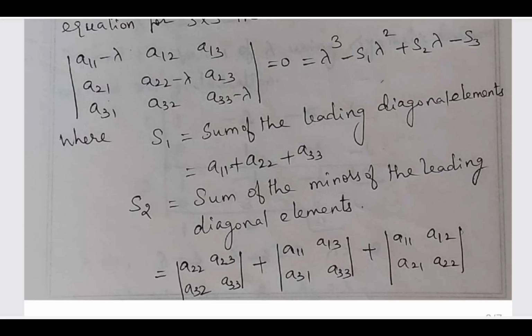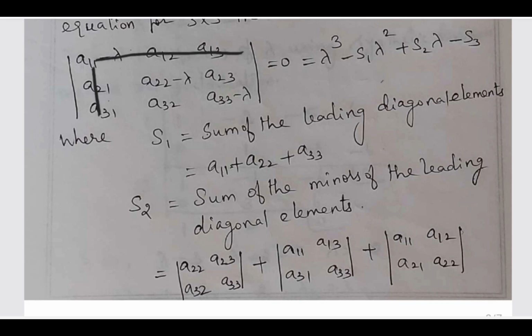Your S2 is nothing but the sum of the minors of the leading diagonal elements, which I have given explicitly. How to find these minors, you have already studied in your 11th and 12th standard. Besides that, I will explain. The leading diagonal elements are A11, A22 and A33. Now we are going to find the minor of A11. You have to delete its row and column, and the remaining elements form a determinant without sign. So it is A22, A23, A32, A33.